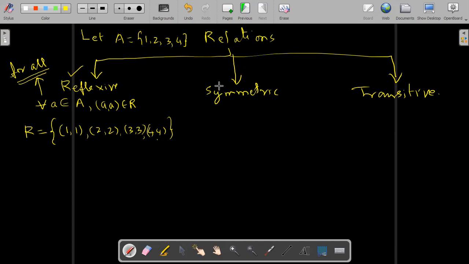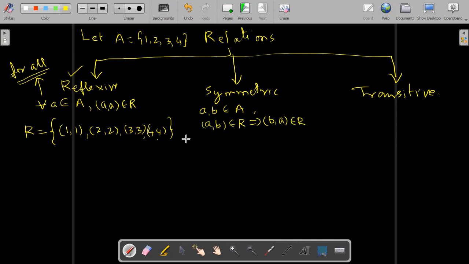Okay. And a symmetric relation is for any pair a, b belonging to A. If we take any pair (a, b) that is in the relation, and a and b are related by R, it implies that (b, a) will also be related by R. This means if 2 1 is there, then 1 2 must be there.